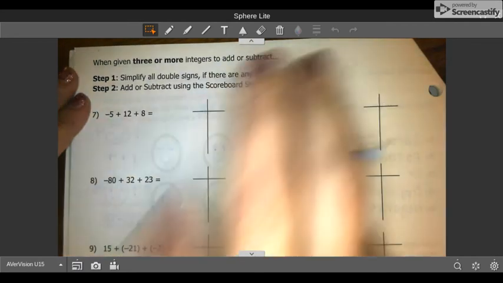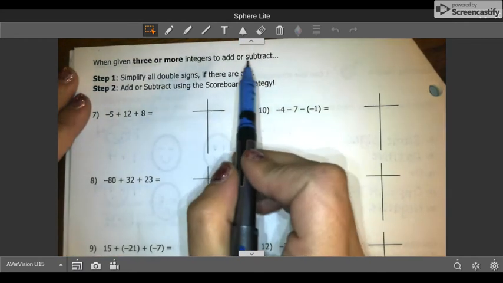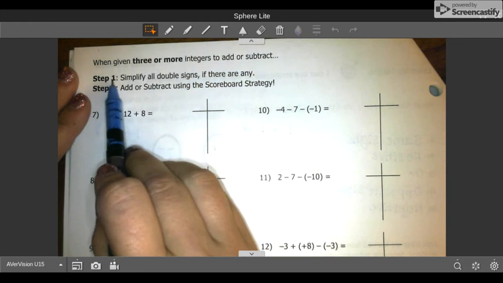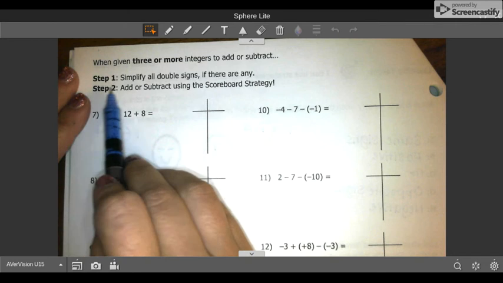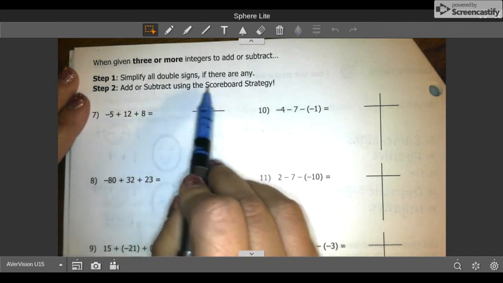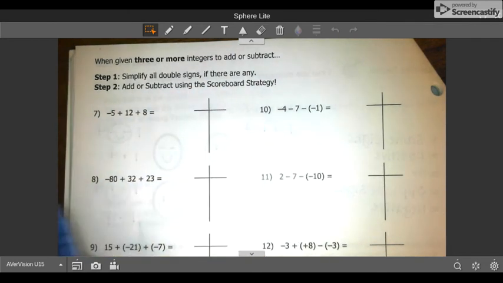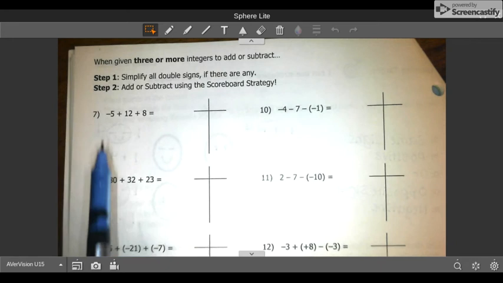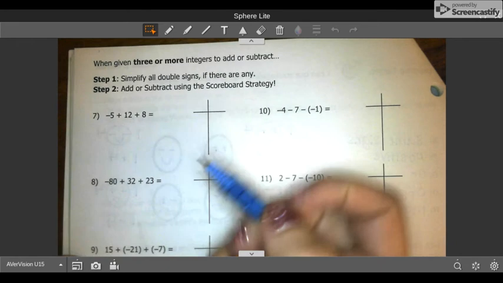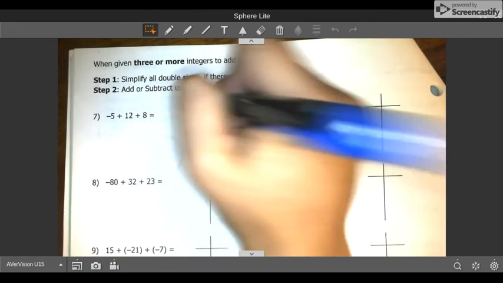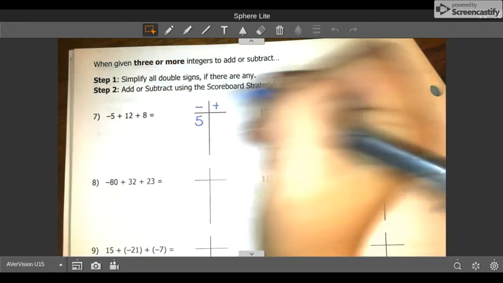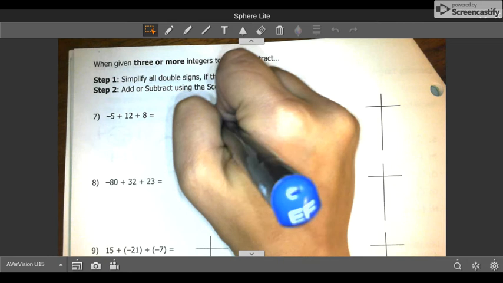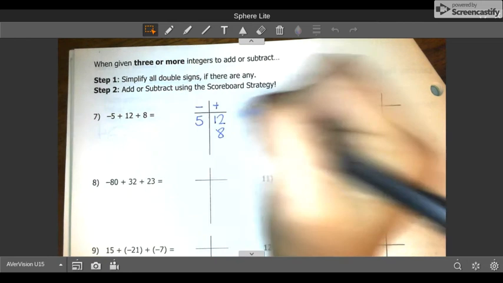This page says, when given 3 or more integers to add or subtract, step 1, simplify all double signs if there are any. Step 2, add or subtract using the scoreboard strategy. So for number 7, there are no double signs, so I'm ready to use the scoreboard strategy. It looks like I'm taking away a 5, I'm adding a 12, and I'm adding an 8.